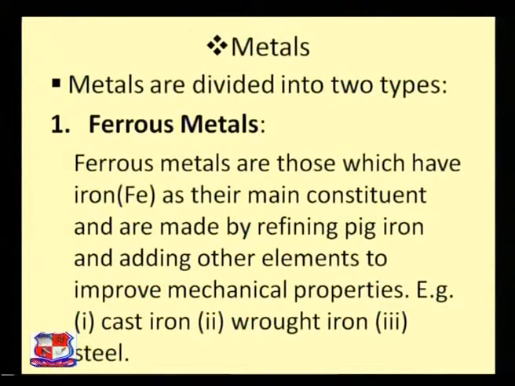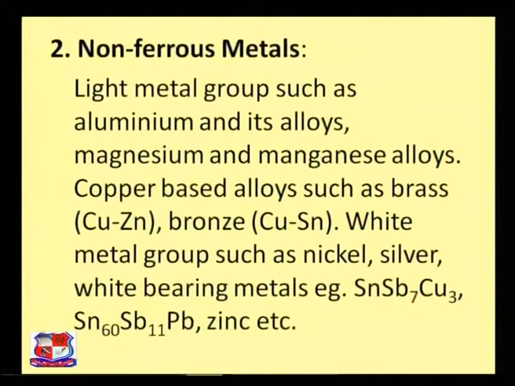A few examples are given: cast iron, wrought iron and steel. These are the basic examples of ferrous metals. Now we will see non-ferrous metals. Light metal groups such as aluminium and its alloys, magnesium and manganese alloys, copper-based alloys such as brass and bronze, and white metal groups such as nickel, silver and white bearing metals. These are all examples of non-ferrous metals and non-ferrous alloys. In non-ferrous metals and non-ferrous alloys, no form of iron, Fe, will be present.